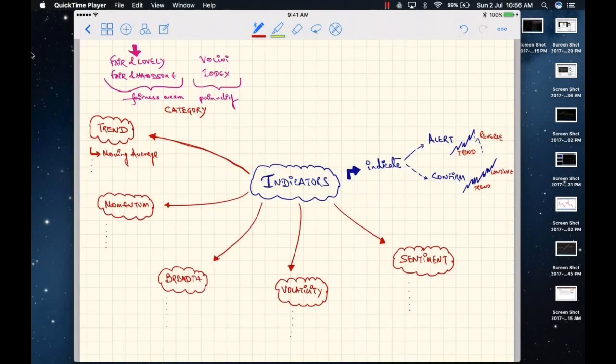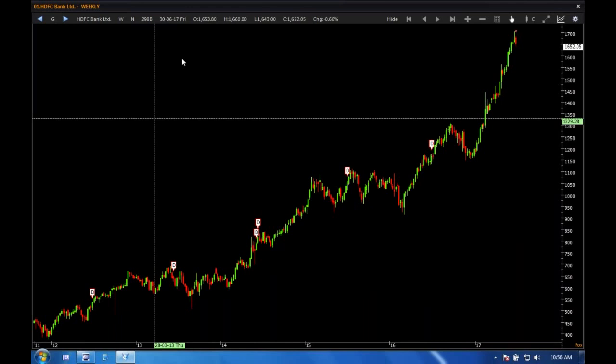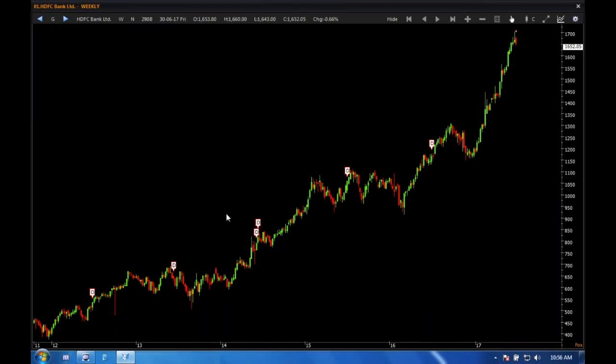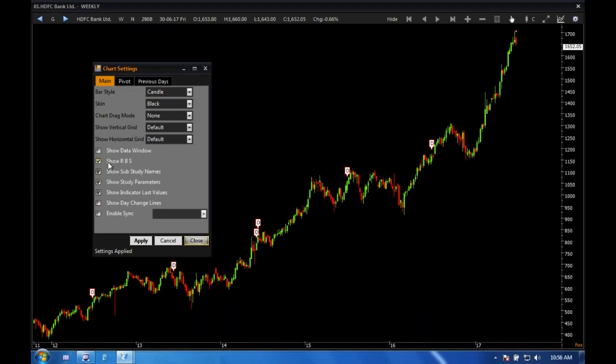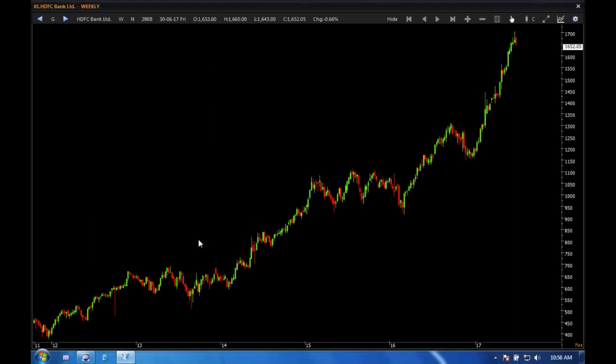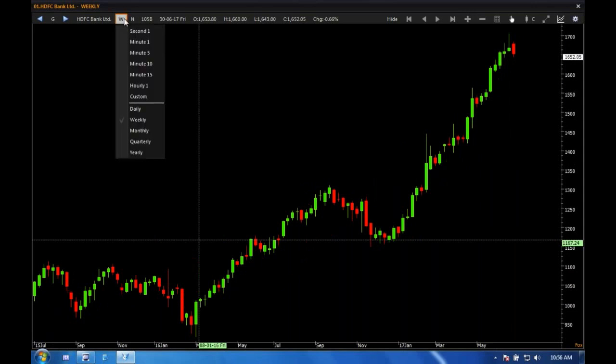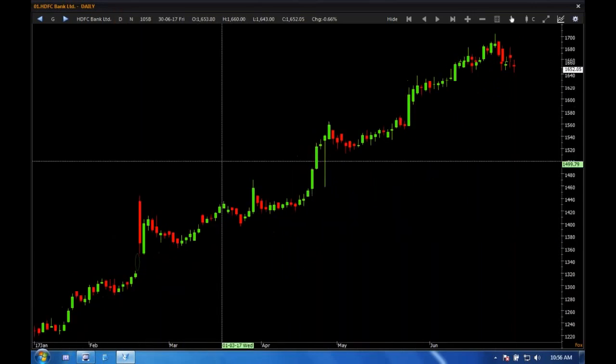Let me straight away take you to a chart. We are in HDFC Bank. The D's over here are the dividends. So over here, when I come to chart settings, I see show RBS. RBS is rights and bonuses and splits, etc. So whatever, I just apply it and close it. So it's gone. So this is a weekly chart, right? Let me come down to the daily chart. This is a daily chart.